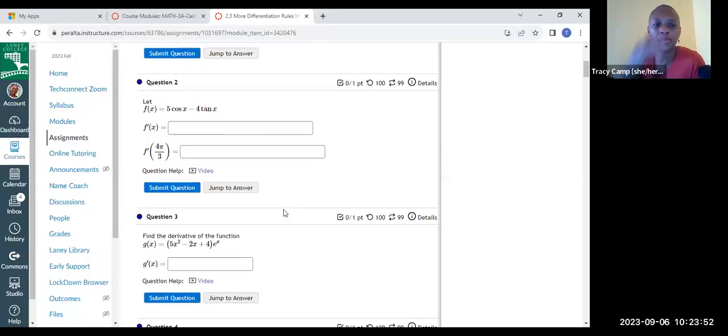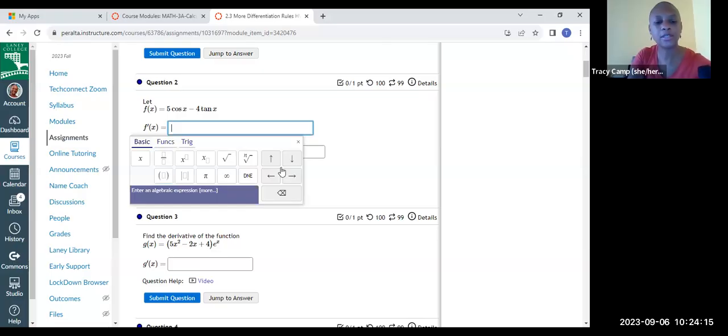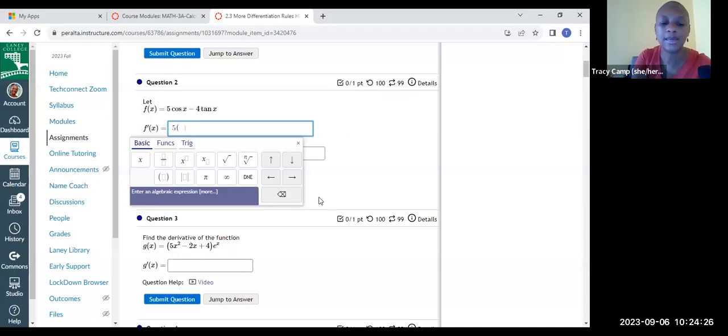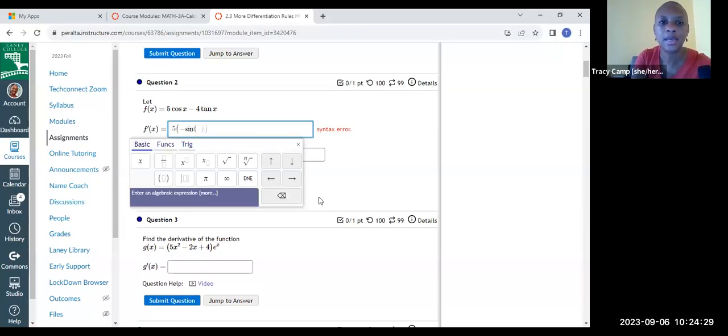Let's look at problem number 2. Actually, we can just do this right here, because there isn't any quotient rule that we have to use, and there's no product rule or anything. So it's a straightforward one. If you have a constant times a function, bring the constant down and multiply by the derivative of that function. So we know the derivative of cosine is negative sine x. They open up parentheses, so make sure you close those parentheses.